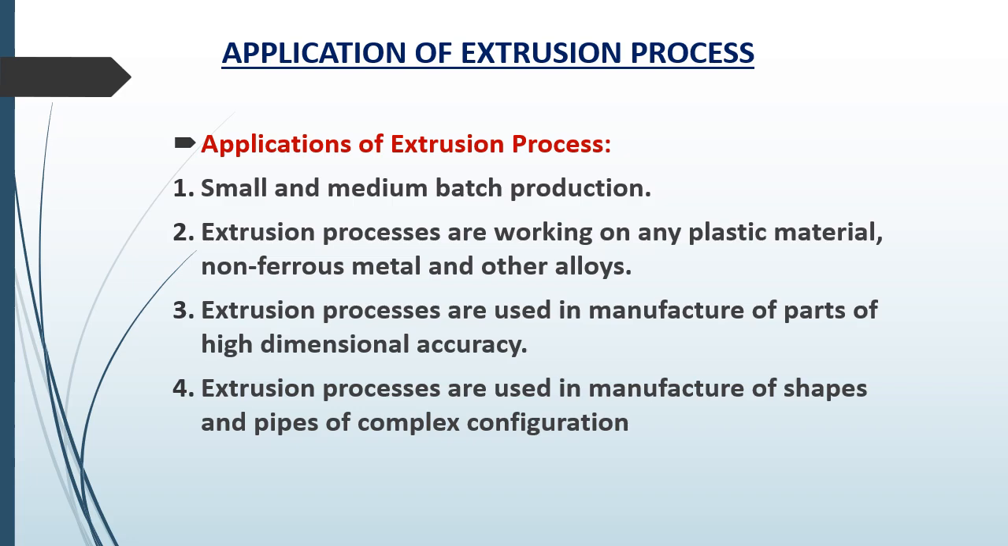So in this slide, we will discuss the applications of the extrusion process. What are the applications of the extrusion process? Small and medium batch production. Extrusion processes work on any plastic material, non-ferrous metals and other alloys. Extrusion is used in the manufacture of parts of high dimensional accuracy. Extrusion is used in manufacturing shapes and pipes of complex configuration.